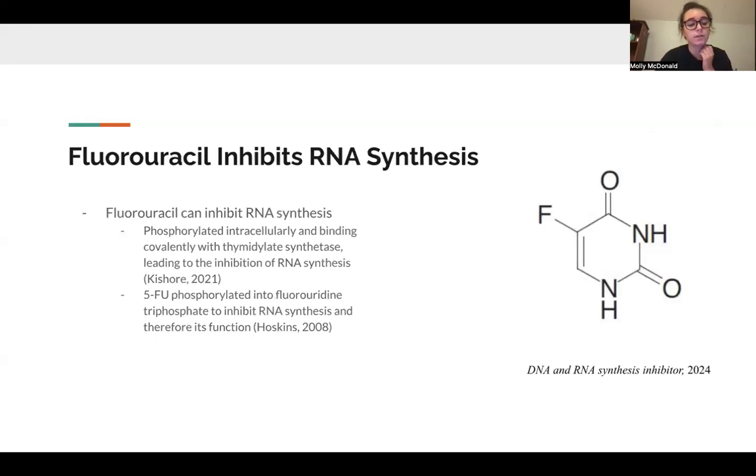So, fluorouracil inhibits RNA synthesis by being phosphorylated intracellularly and then binding covalently with thymidylate synthase. This leads to the inhibition of RNA synthesis. This process can occur by 5-FU being phosphorylated into fluorouridine triphosphate, which is a fraudulent nucleotide incorporated into RNA through RNA polymerase. This is able to inhibit RNA synthesis and therefore its function.